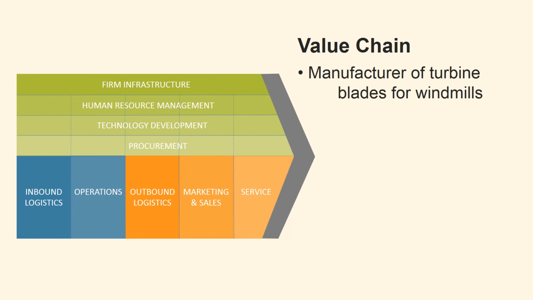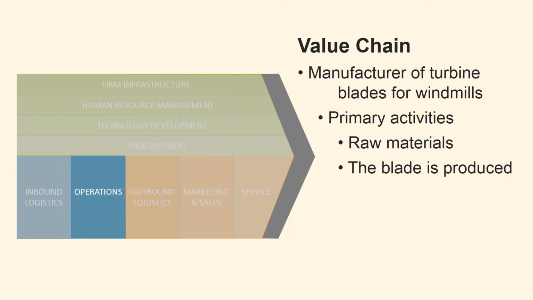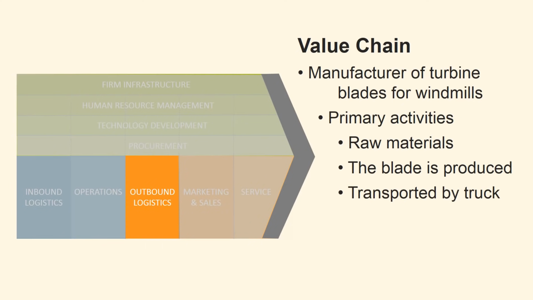Now we shall review an example of the use of the value chain with a manufacturer of blades for wind turbines. For simplicity, we will first review the primary activities. A manufacturer receives raw materials in inbound logistics to be included in the blade later. The raw materials shall hereafter be part of the primary activity operations, in which the blade will be produced. When the finished turbine blade is transported by truck, it is part of the primary activity outbound logistics.